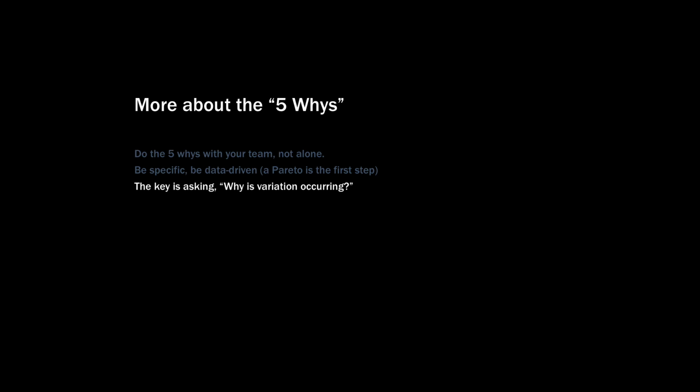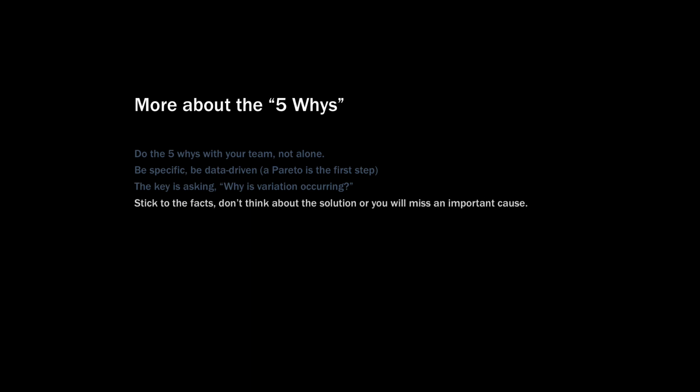So let's wrap up our discussion around the 5 whys and talk a little bit more about them. I think it should be clear by now that a 5 whys analysis is done with your whole team, and it's not done by yourself. You want to be specific and you want to be data driven, and the Pareto chart is the first step in this. At each level of why, you want to be asking why variation is occurring. That's a very important concept here.